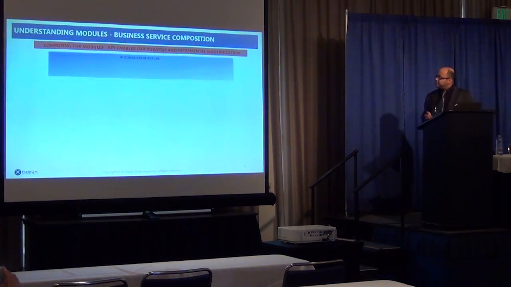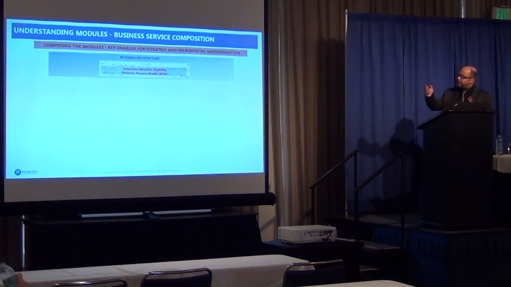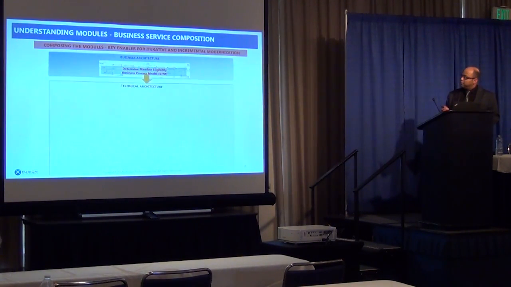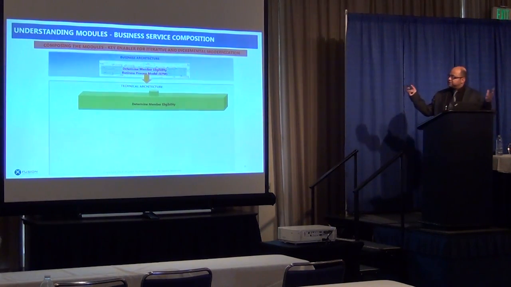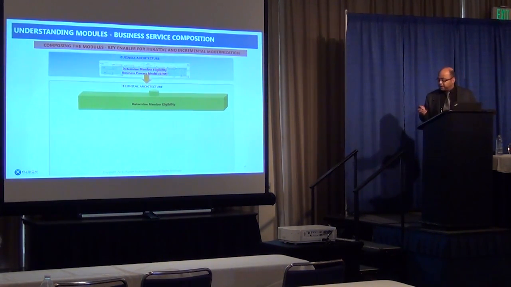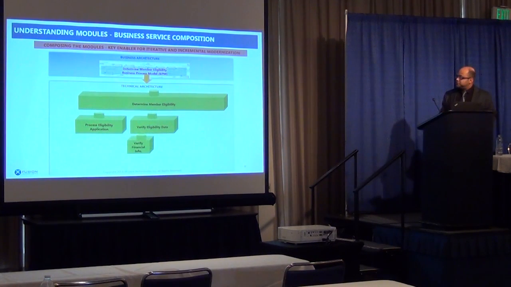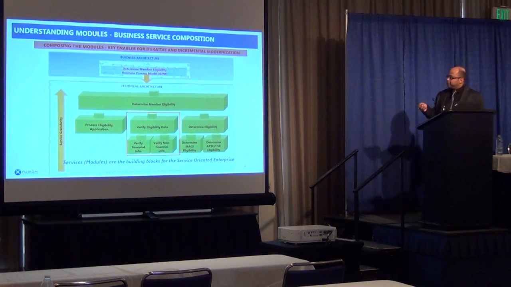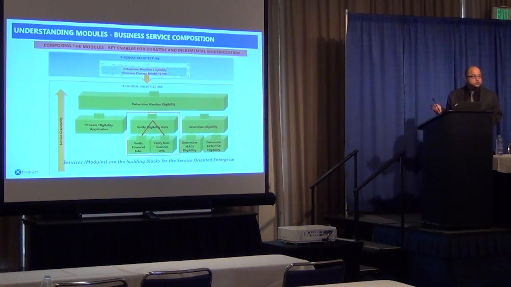So let's look at an example. We have a business process here that defines the end-to-end business process. Then when we implement that business process in the technical architecture, that's determine member eligibility, for example. That's the bigger business process, right? And that can be composed of smaller modules. So here you see verify eligibility data, that's composed of two smaller services. So they are your smaller building blocks, right?